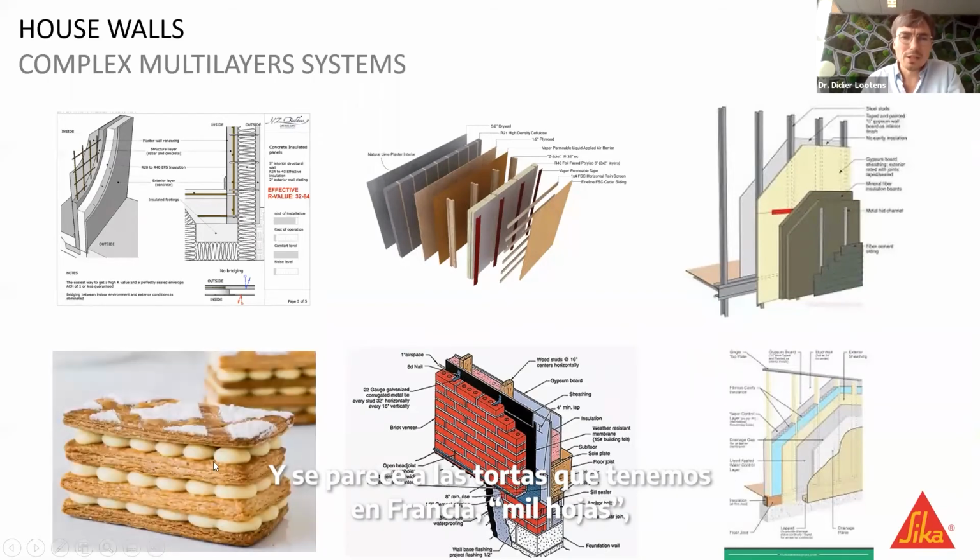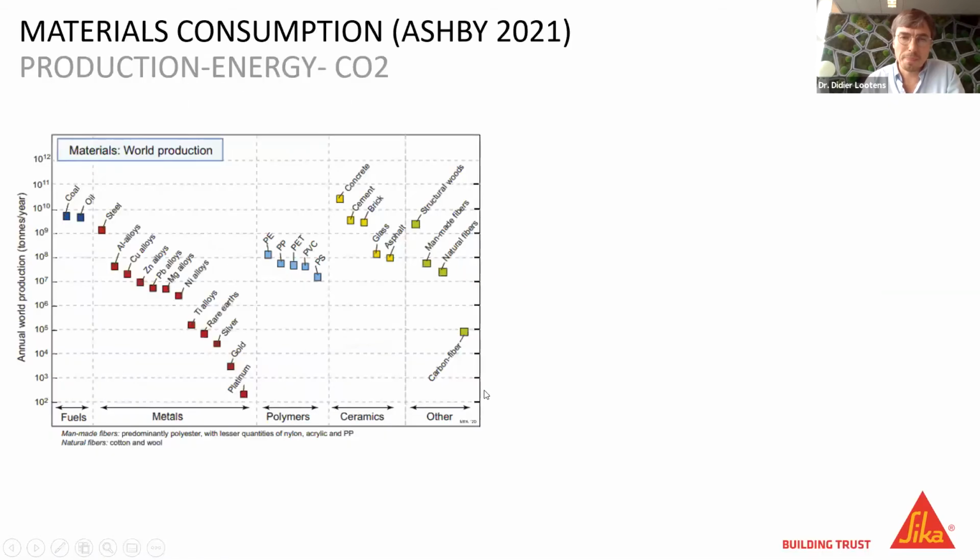And it looks like the cakes that we have in France. This is a millefeuille, so 1,000 layers. This kind of structures that we have for the buildings. And it would be nice to simplify the structure to be able to build more efficient, faster, and to add the aesthetism of the facade.